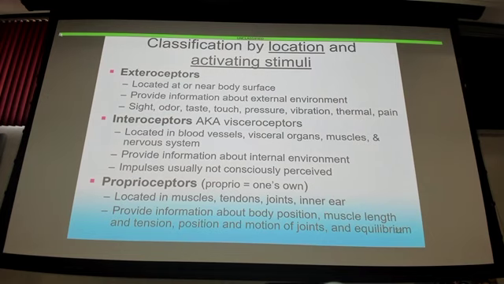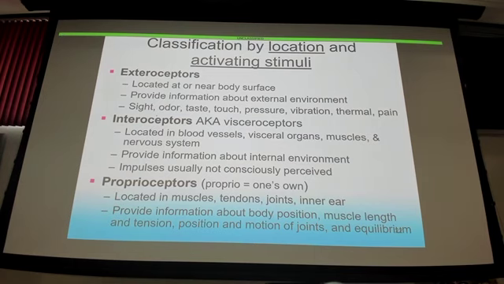Interoreceptors, though, are dealing with the viscera, your blood vessels, your abdominal organs, all of that. And it's telling you inside what's going on. It's telling the brain what's going on in like the bowels. And then proprioceptors are everywhere.